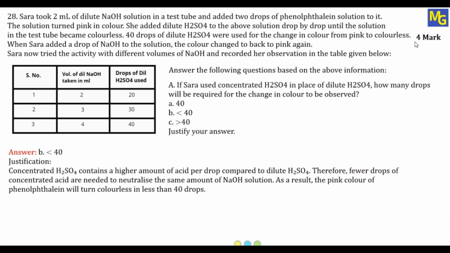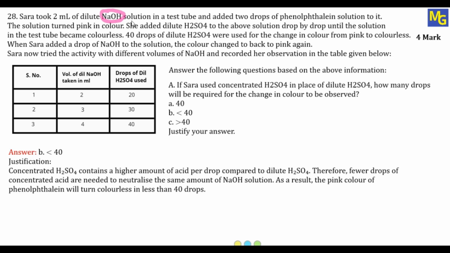As I told, we are going to solve the 4-mark question. Here we have only one question in 4 marks, that is question number 28. It is a little bit big, but you just have to read this statement carefully, then it will be easy to answer all the questions. Sarah took 2 ml of dilute NaOH. She has taken a test tube, and in that she has taken 2 ml of dilute NaOH solution. What is NaOH? NaOH is a base, sodium hydroxide. So it is a basic solution.